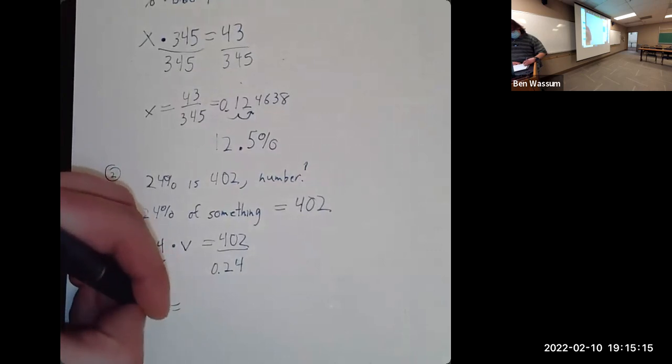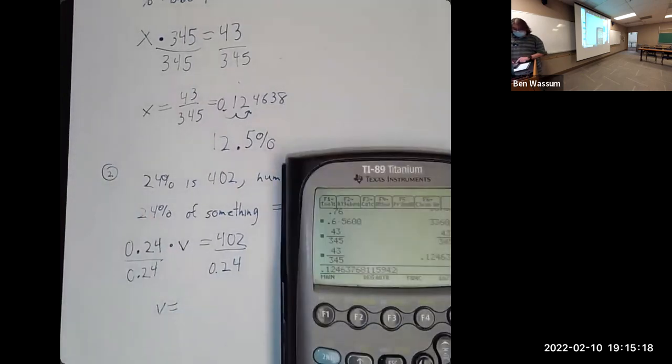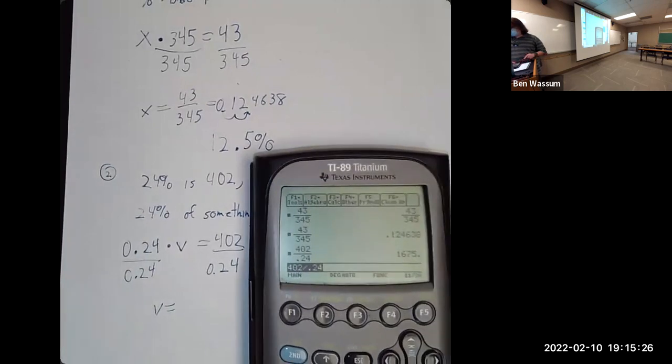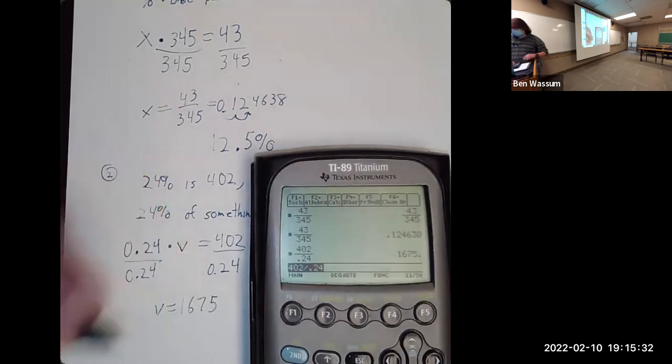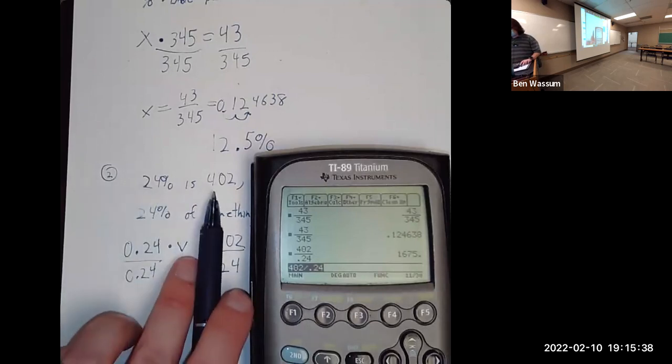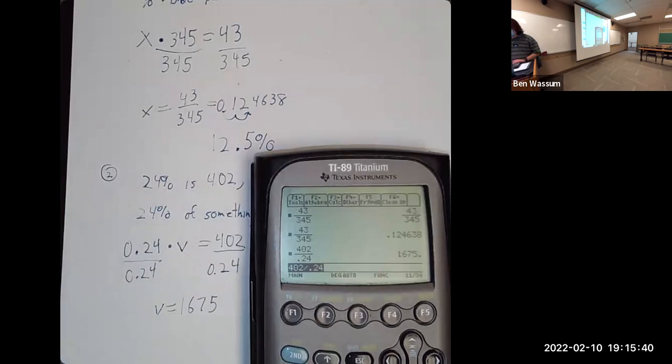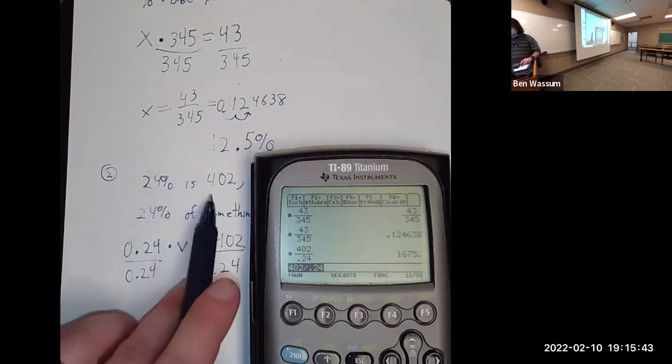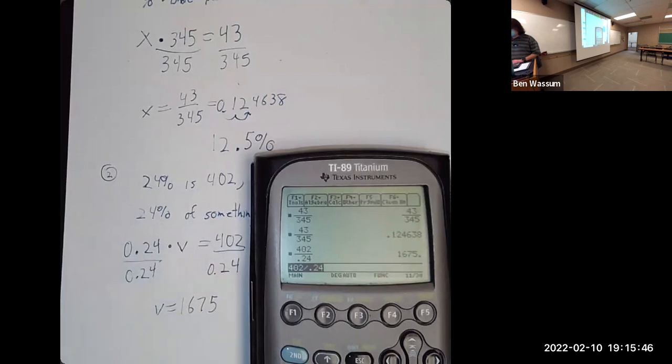So V is equal to whatever that is. 402 divided by 0.24. We end up with 1675. Which makes sense, right? 24% of something is 400. That's about a quarter. So we know that this thing's probably going to be around 4 times that. 4 times 400 is 1600. That's a decent estimate. Gets us there.